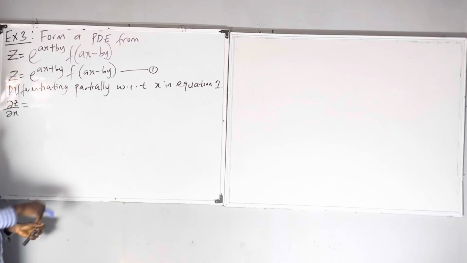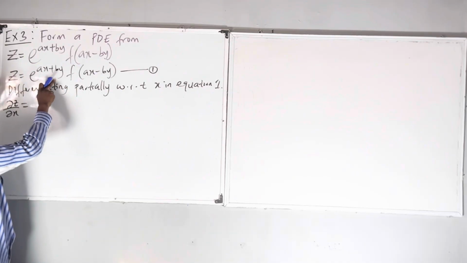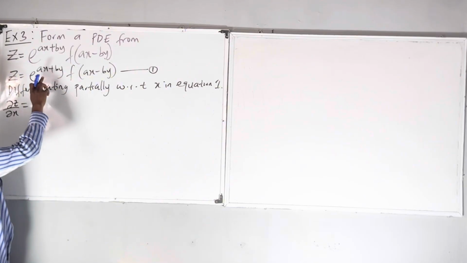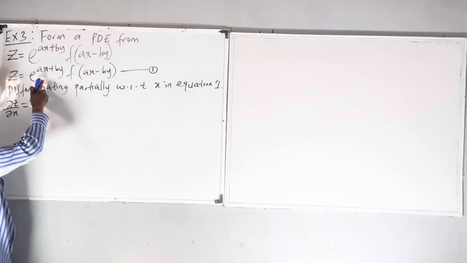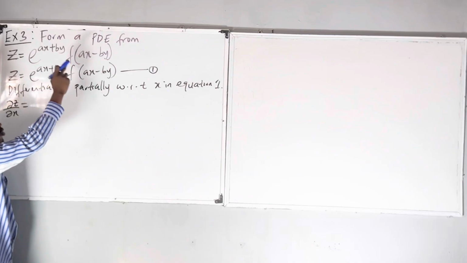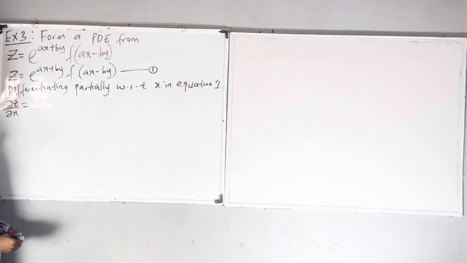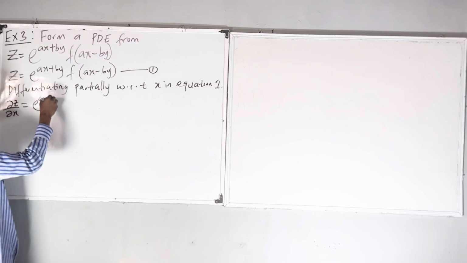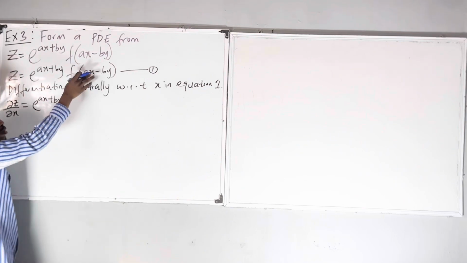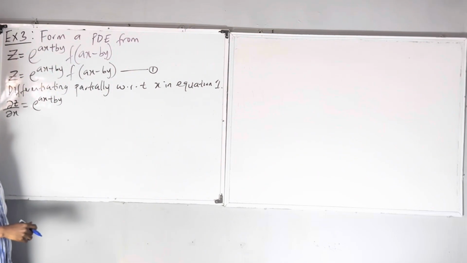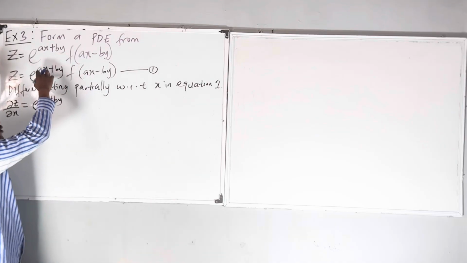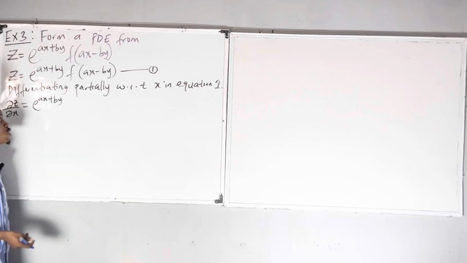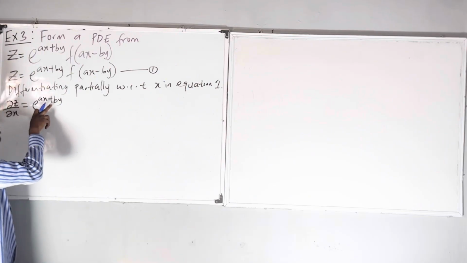This is a product. We have exponential to the power of ax plus by, multiplied by the function f of ax minus by. It means I'm going to consider this as a product. I'm going to consider this as the first one, and this one as the second one. It's a product, so I'm going to use the product rule. I take e^(ax+by) first.